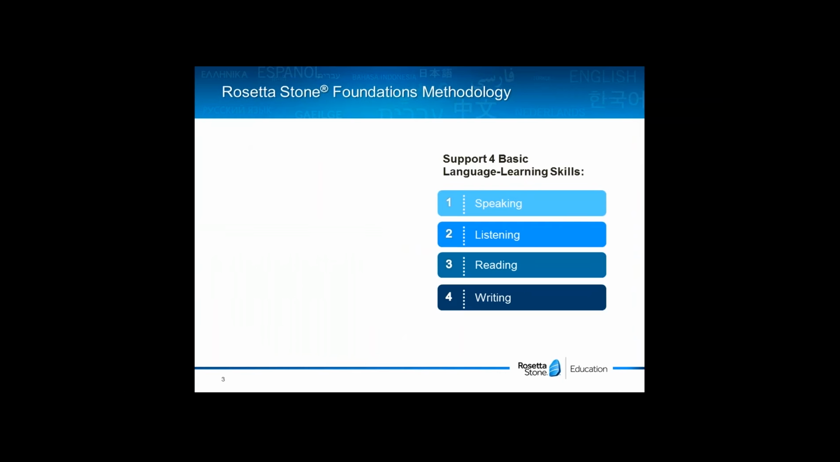Rosetta Stone Foundations uses an immersion-based method. This method means the English learner is surrounded by the language and language structure in an all-immersion environment. Rosetta Stone supports the 4 basic language learning skills and domains. Speaking. Learners are active and engaged every step of the way. They're surrounded by the language and language structure throughout the program.